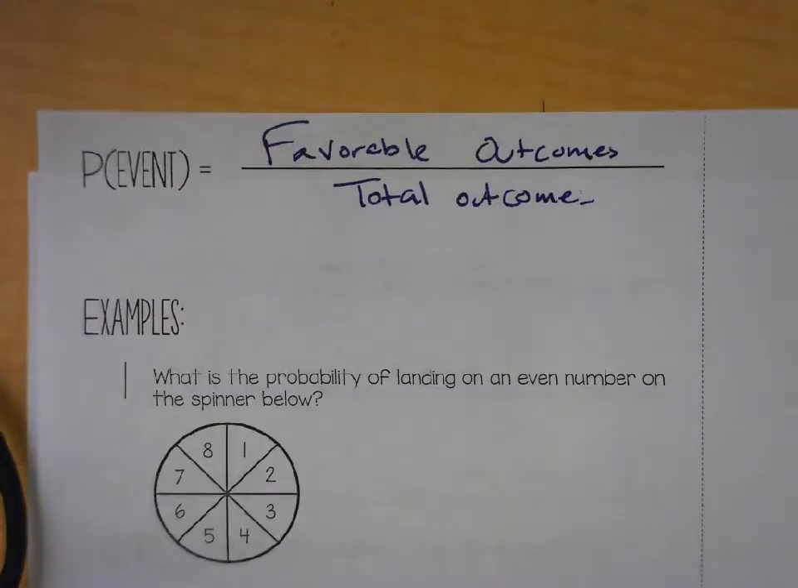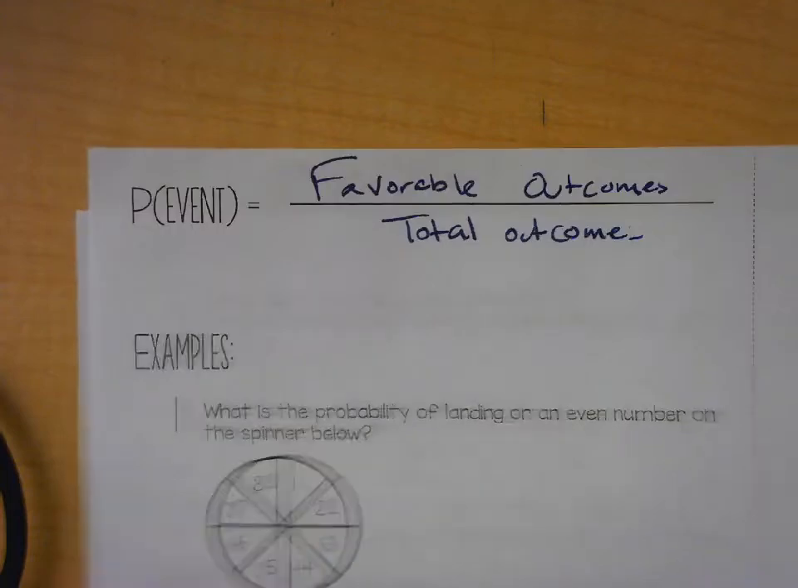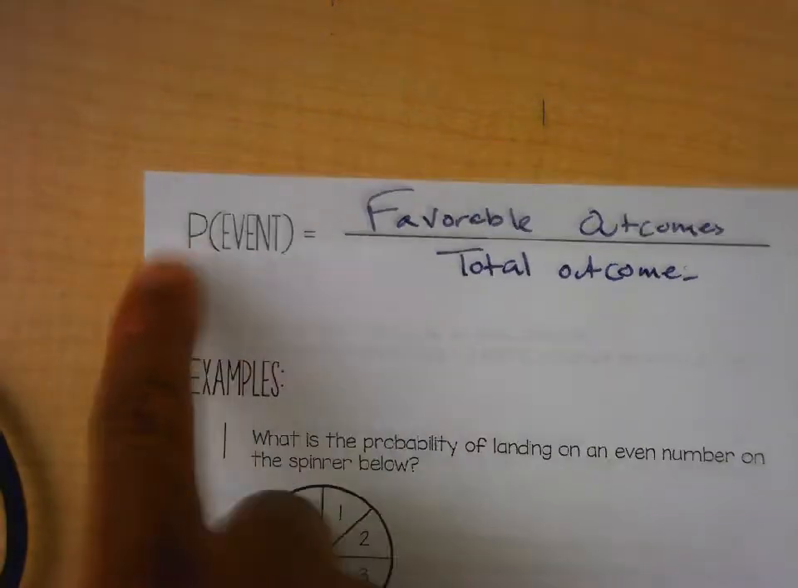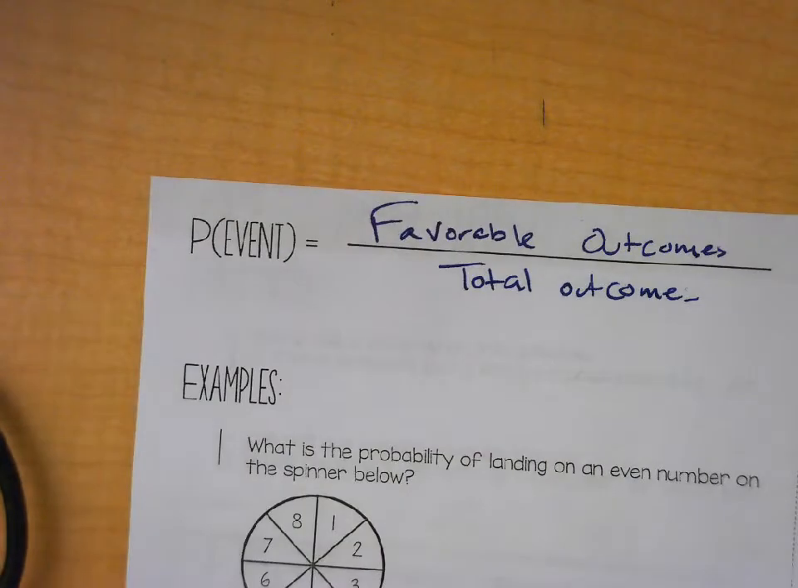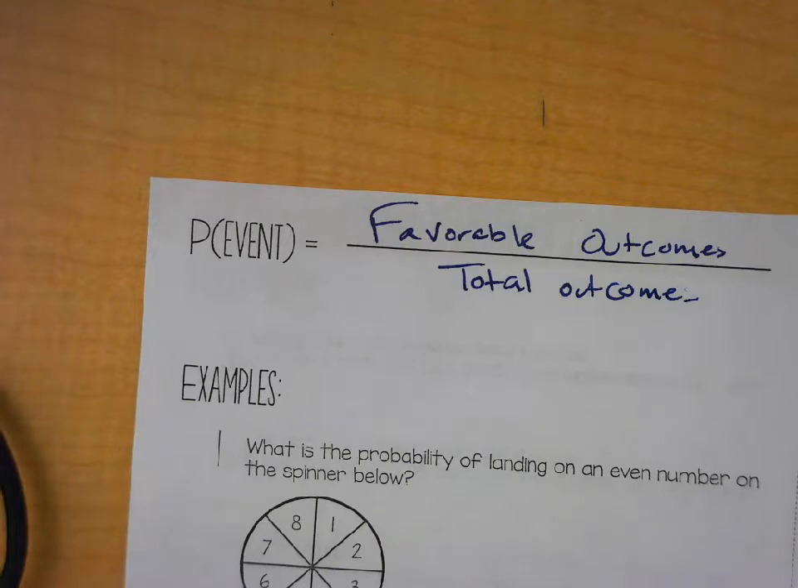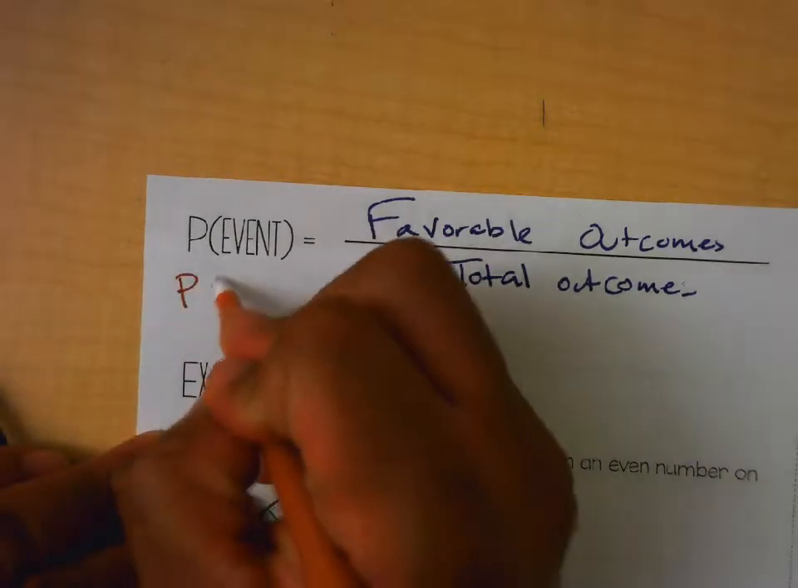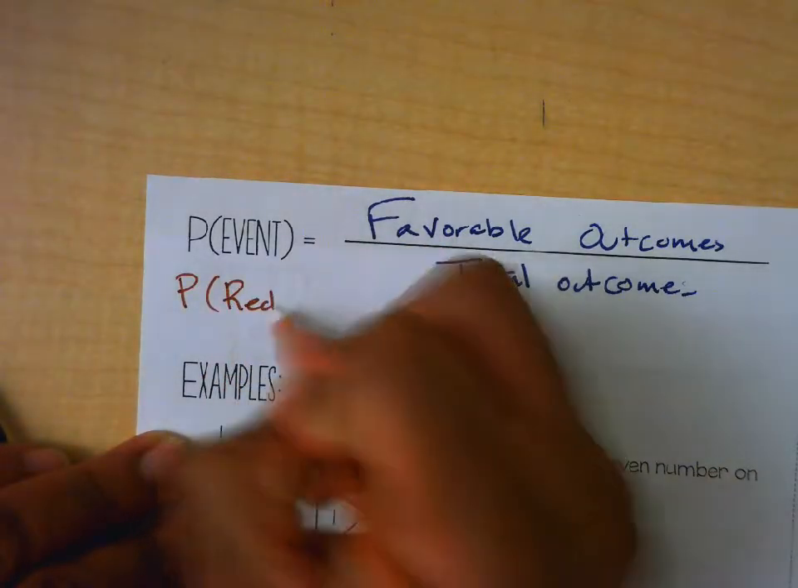Okay, so this tab is the finding probability tab. At the very top, it says probability and then event in parentheses. The way you say that is the probability of the event, so whatever is inside of it. So for instance, you say the probability of a red marble.